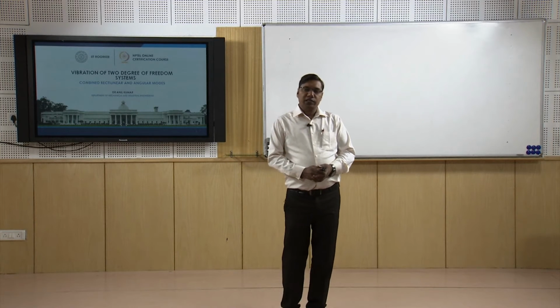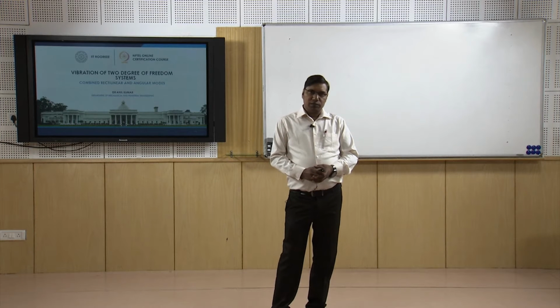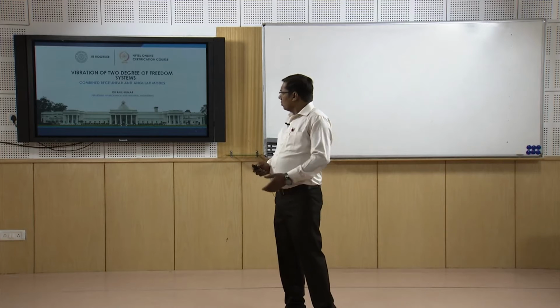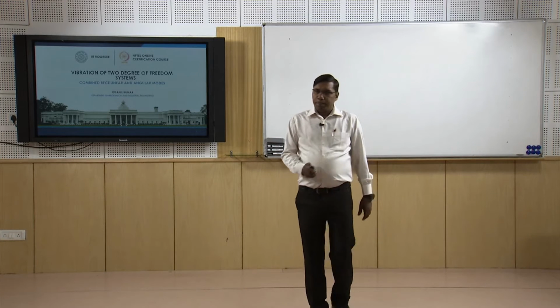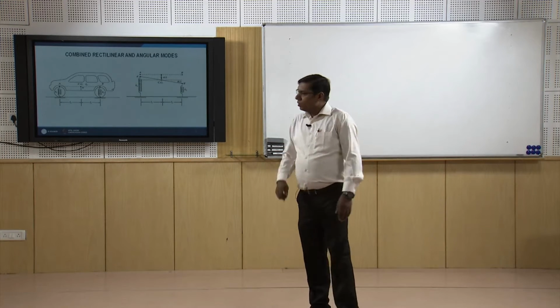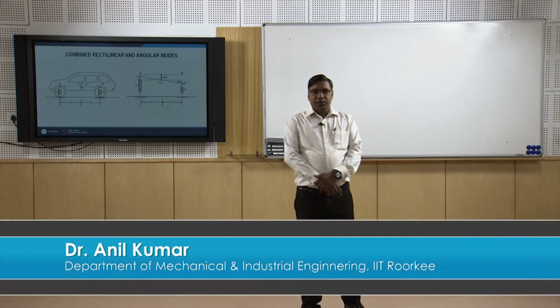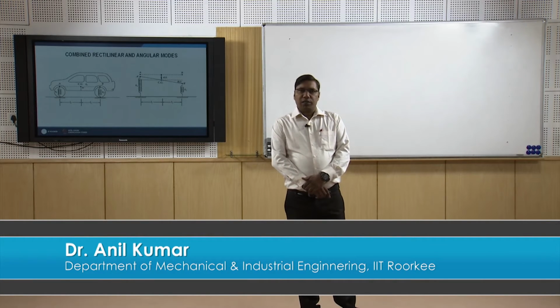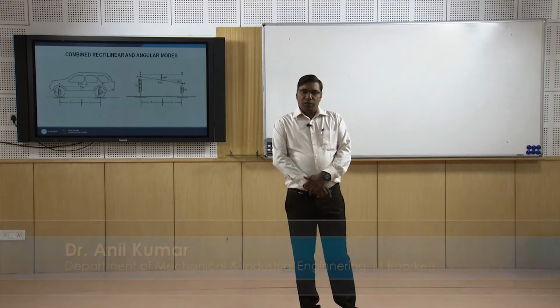So, welcome to the lecture on 2 degree of freedom systems. In this lecture, we will discuss the combined rectilinear and angular motions. So, we have several examples of the combined motions. In the previous lectures, we assumed the cases when both masses had motion in the translational direction.